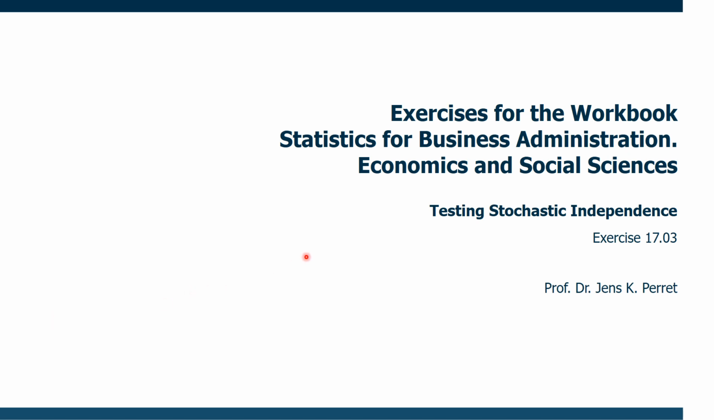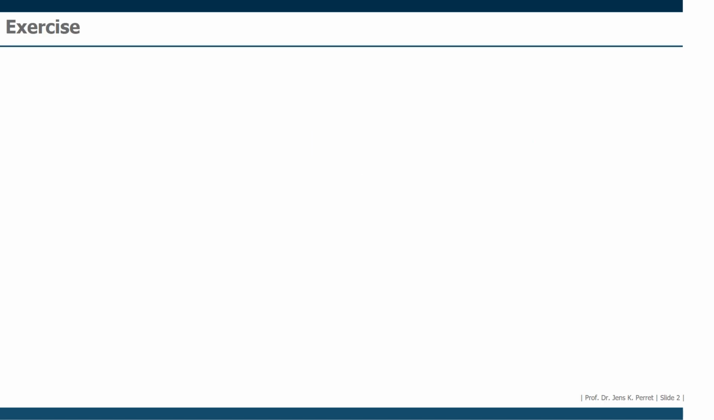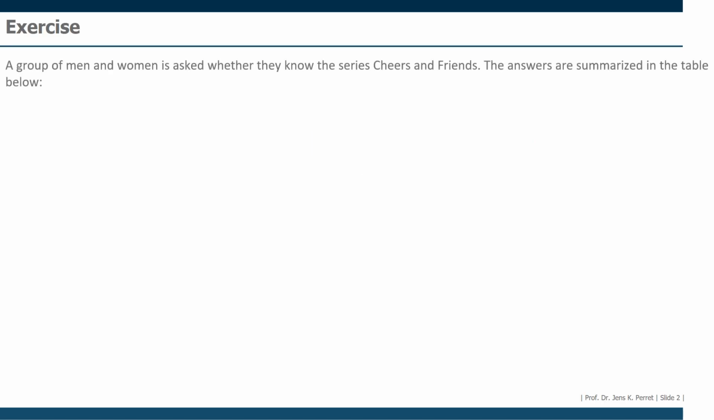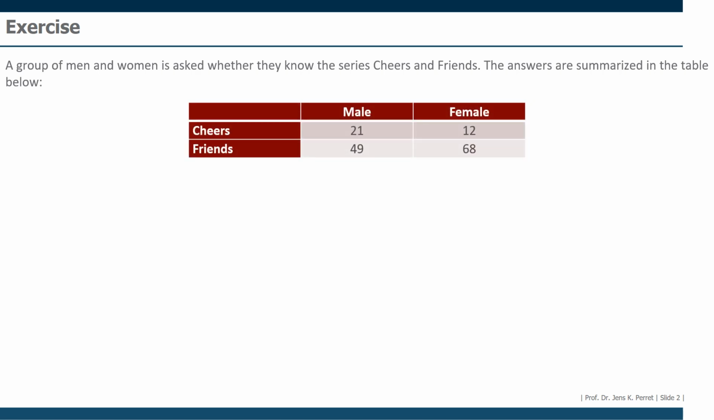This time I'm going to talk about how to test for stochastic independence and provide a respective exercise. So let's have a look at the exercise. Here we have a group of men and women who are asked whether they know the series Cheers and Friends. The answers are summarized in the table below. So here we have, for male and female, how many knew Cheers, how many knew Friends.